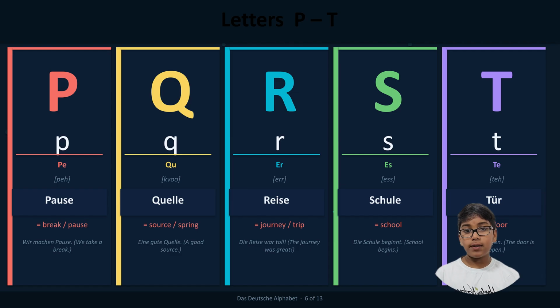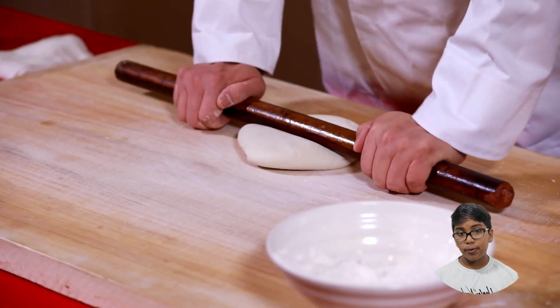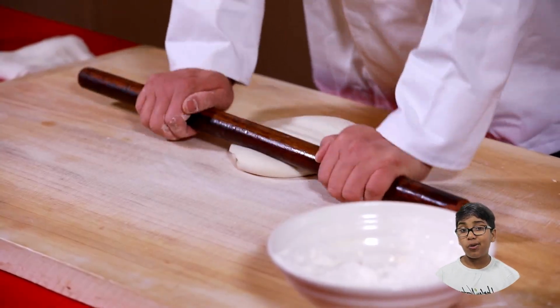The example word is Pause. And yes, it means almost the same as in English. Pause means break or pause. Wir machen Pause. We take a break. We are not taking a break right now though. We are on a roll.